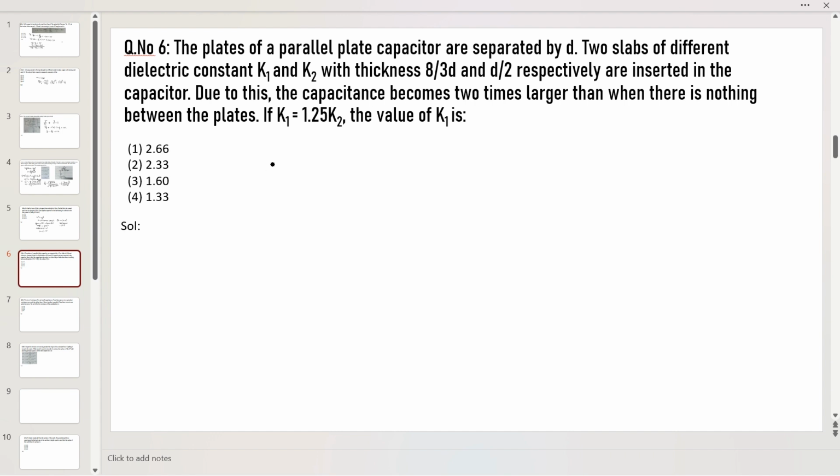So your capacitor C1, if you take K1 as your dielectric constant, so your capacitance C1 will be equal to K1 epsilon naught A by d by 3, this is your distance, and we are taking C2 equal to K2 epsilon naught A by d by 2, and your third, that is C3, will be equal to epsilon naught A by d by 8.